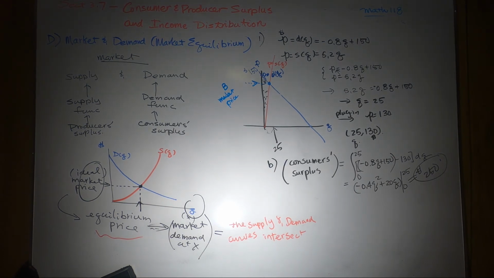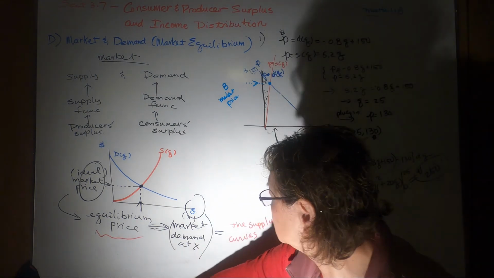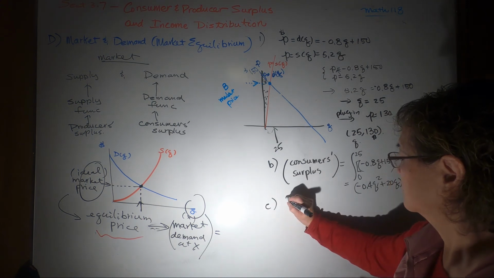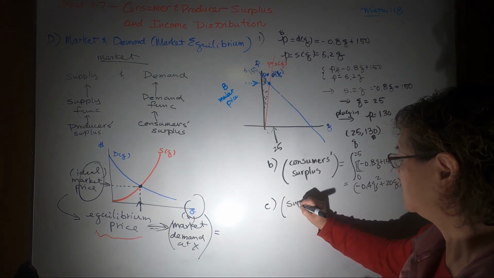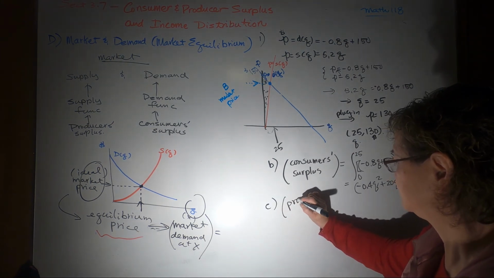Okay, that's the consumer's surplus in the market at the total price, right? $250. Then for the supplier side, we call it the producer's surplus.